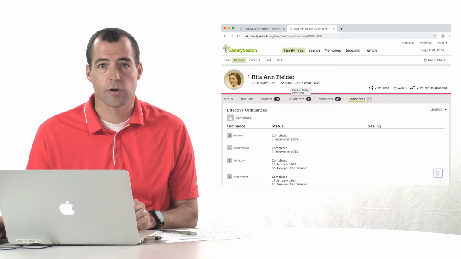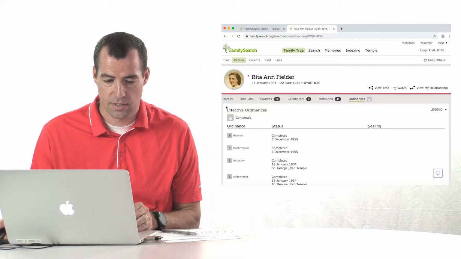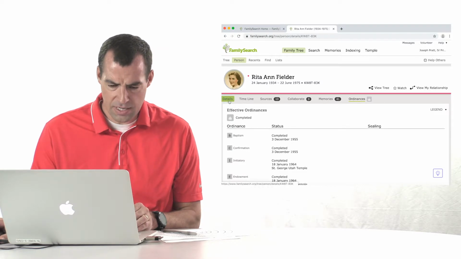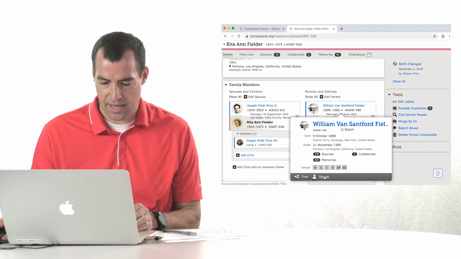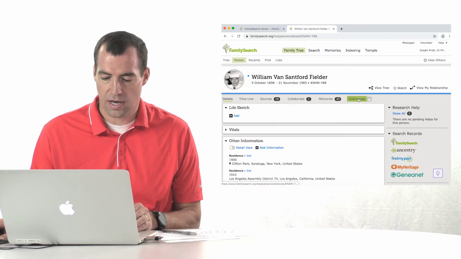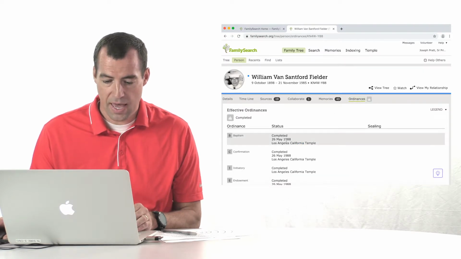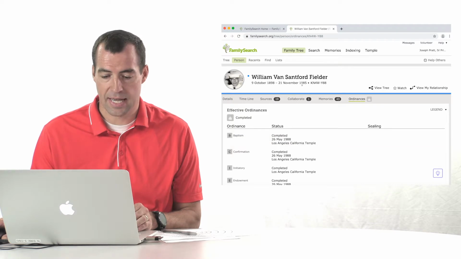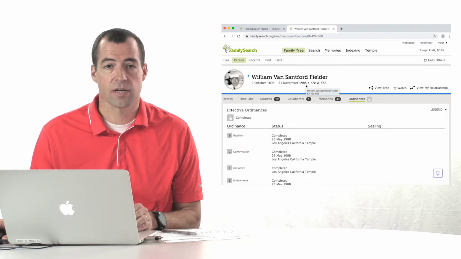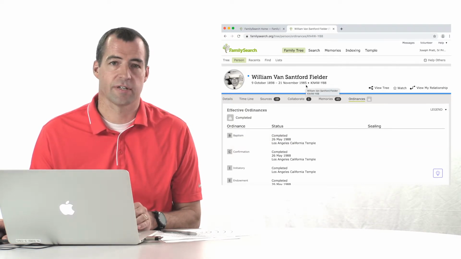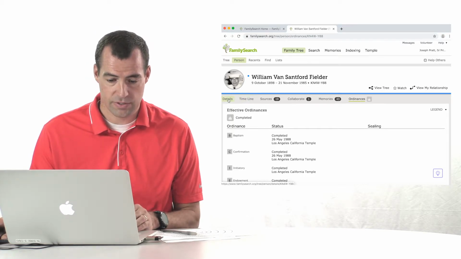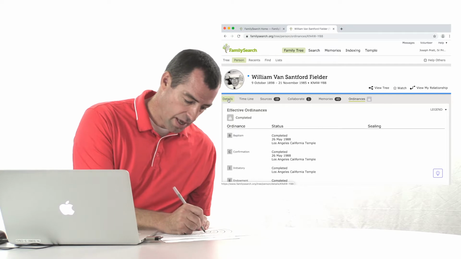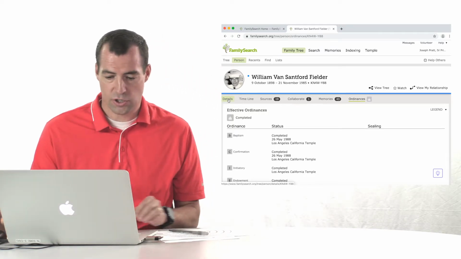Now let's see if her parents also joined the church. All I would do is come down here and click on her dad and hit person and look at his ordinances. His ordinances were completed in 1988 and he died in 1985. So he was not a member of the Church of Jesus Christ of Latter-day Saints during his life, but he was able to have his temple work done afterwards. So then I could mark him as not a member on my chart.